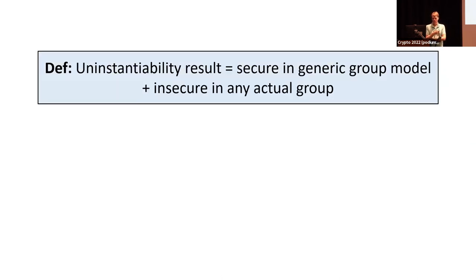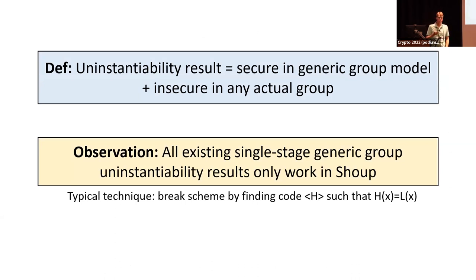Okay, so next I want to talk about uninstantiability results. This is any scheme that is secure in the generic group model, but insecure once you try to instantiate the group with any concrete group. An observation is that all existing single-stage generic group uninstantiability results actually only work in Shoup's model. And the reason is that a typical technique will break the scheme by finding code for the group, basically the labeling function h. So if you used a standard group, then the labeling function has code h, and the adversary can supply this. And if you have a generic group, then you can't.